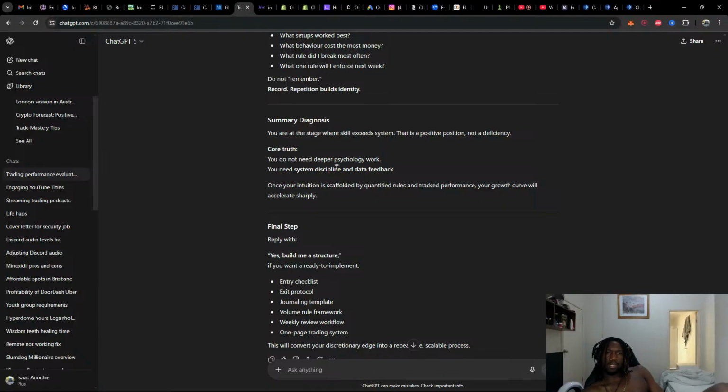Core truth: you do not need deeper psychological work. You need system, discipline, and data feedback. Once your intuition is scaffolded by quantified rules and tracked performance, your growth curve will accelerate sharply. Final step, reply with, yes, build me a structure.